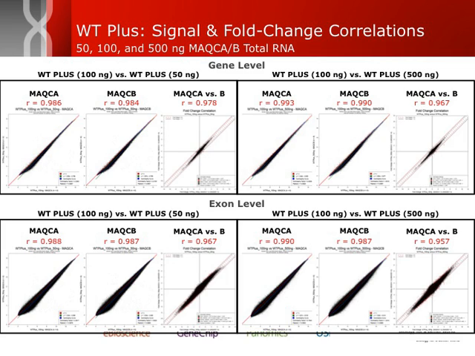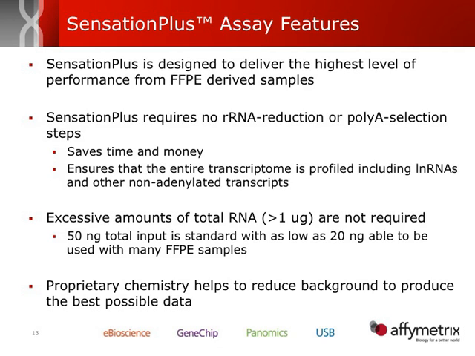And we'll talk about why looking at exon level data is important a little bit later in the talk. But I wanted to point out that regardless of the input amount, 50 nanograms, 100 nanograms, or 500 nanograms, the correlations are very high at both the gene and the exon level. So you can be assured that no matter what input amount you're using, from 50 nanograms all the way to 500 nanograms, you're going to end up with very high quality data at the end. Okay, so WT Plus should be used with high quality intact RNA.